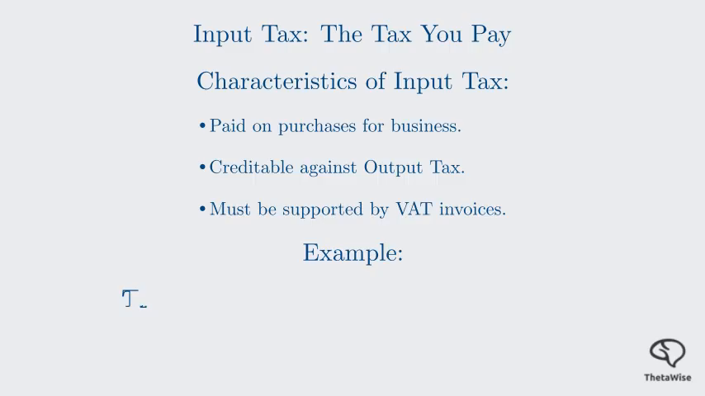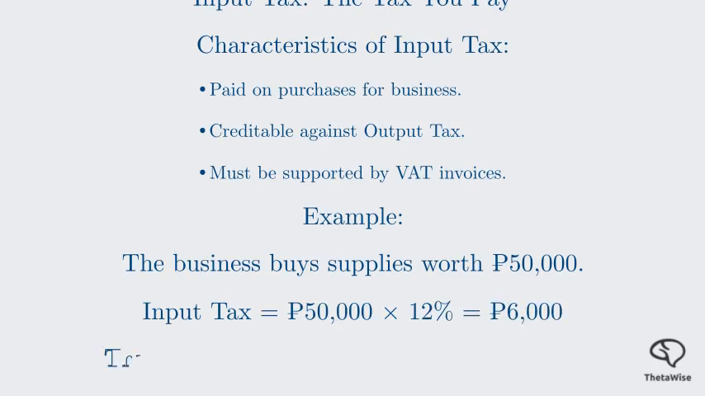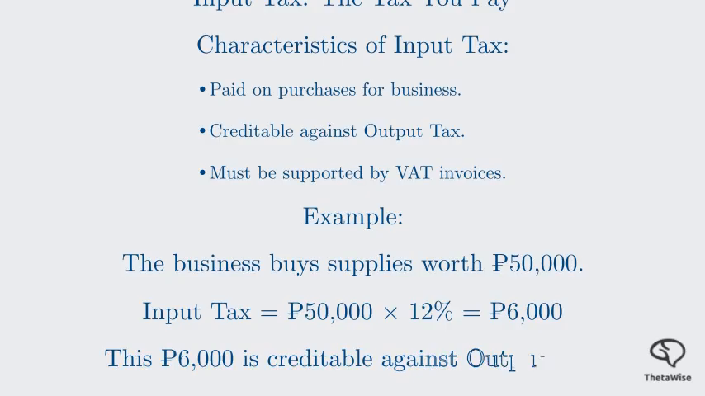Suppose the same business from our previous example buys supplies for its operations worth 50,000 pesos. The supplier, being VAT registered, will charge 12% VAT on this purchase. The input tax paid by our business is 50,000 pesos times 12%, which equals 6,000 pesos. This 6,000 pesos is the input tax that the business can now credit against its output tax liability. The legal basis for input tax and its crediting can be found in Section 110 of the NIRC, which deals with tax credits.